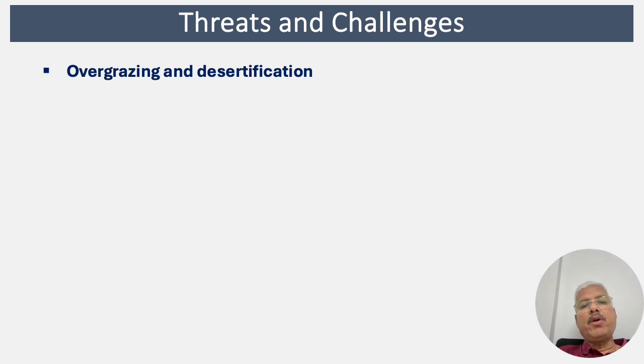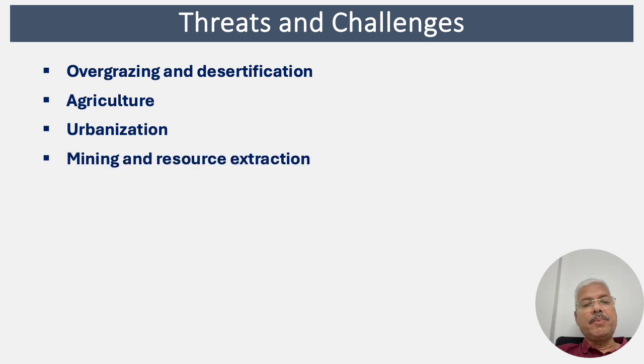Grasslands face a number of significant threats and challenges that can degrade their ecological functions and reduce their economic value. Here are some of the most pressing challenges. Excessive grazing by livestock can lead to soil erosion, loss of plant diversity, and desertification. The conversion of grasslands to agricultural land, particularly for crops, can destroy valuable ecosystems.